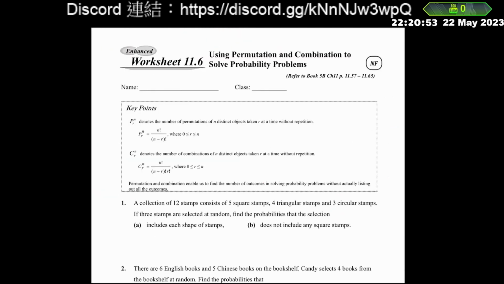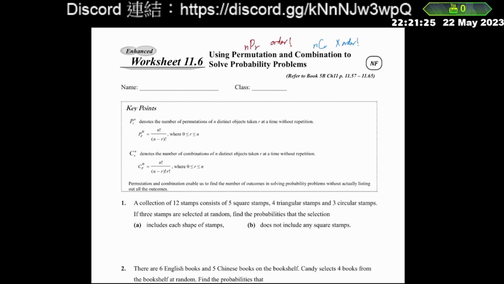So now we go on to section 11.6 of the worksheet. And here in this section, we are going to use permutation and combination to help us find probability. So to recall, the permutation, which is the nPr, helps us to find the number of ways if the order is important. On the other hand, the combination, that is the nCr, helps us to find the number of ways when the order is not important. We don't count the order.